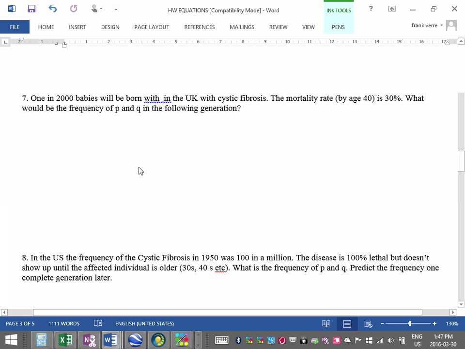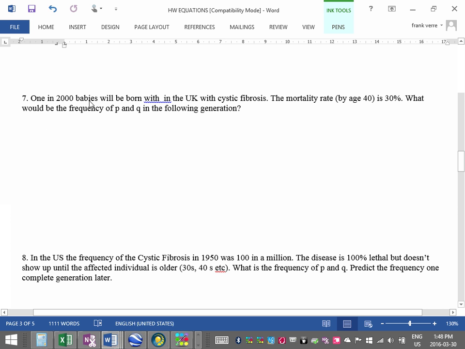Okay, so here, 1 in 2,000 babies are born with cystic fibrosis. The mortality by age 40 is 30%. What would the frequency of P and Q be? This is the type of question I could ask you, and it's actually more difficult than the other one because it's not that they're all sterile. 30% are sterile. Okay? No, it's easy. Trust me.